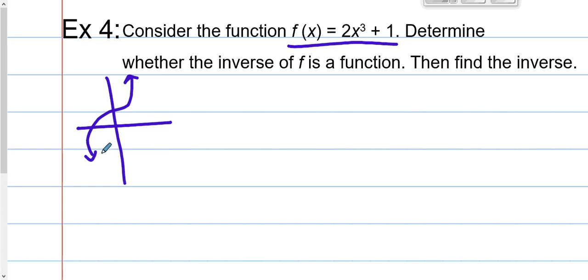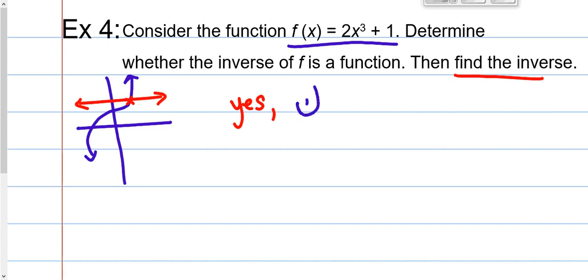So now, determine whether the inverse of f is a function. Well, I can look at that graph right there, and anywhere on it, draw a horizontal line. It only hits once, so yes, it is a function. Then I have to find the inverse. So let's go with our steps.